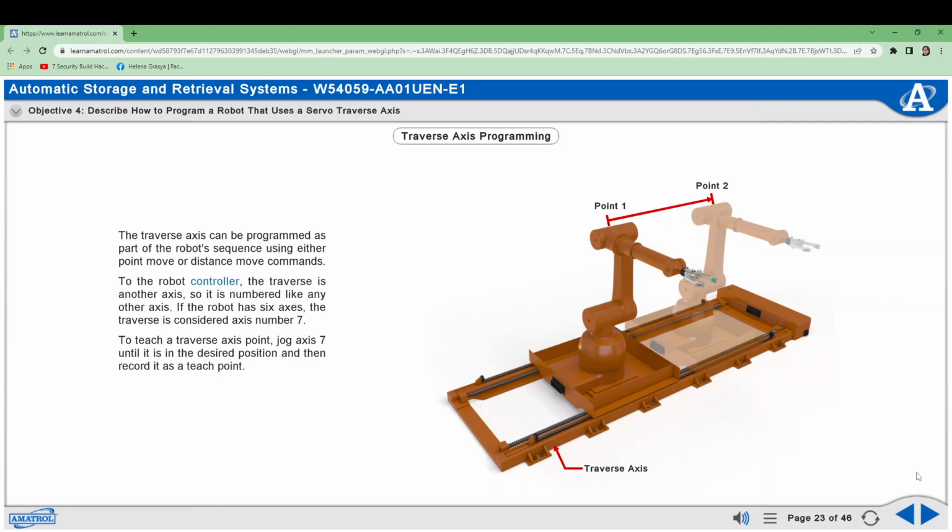The traverse axis can be programmed as part of the robot's sequence by either the distance move command programming or by this command.